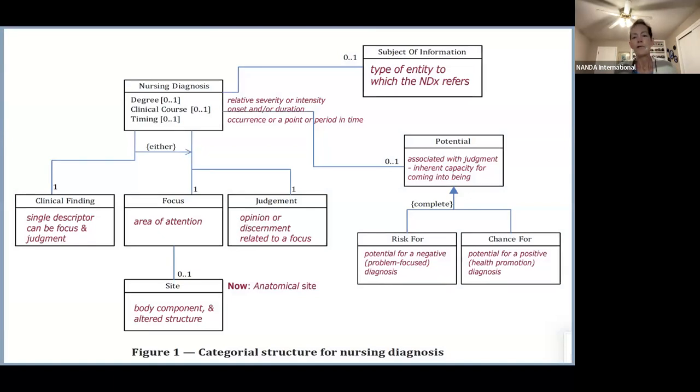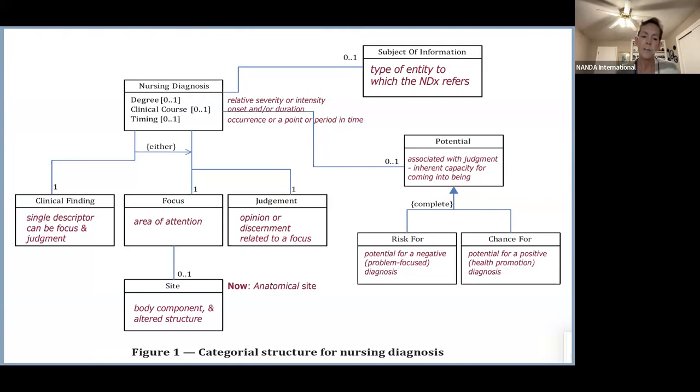Okay, so what you see in front of you here is the current International Standards Organization model for a nursing diagnosis. And you will see that there are more boxes in this model than in the NANDA model. And it's not exactly set up the same way. So that's important to acknowledge. And we'll look at them side by side here in a moment.